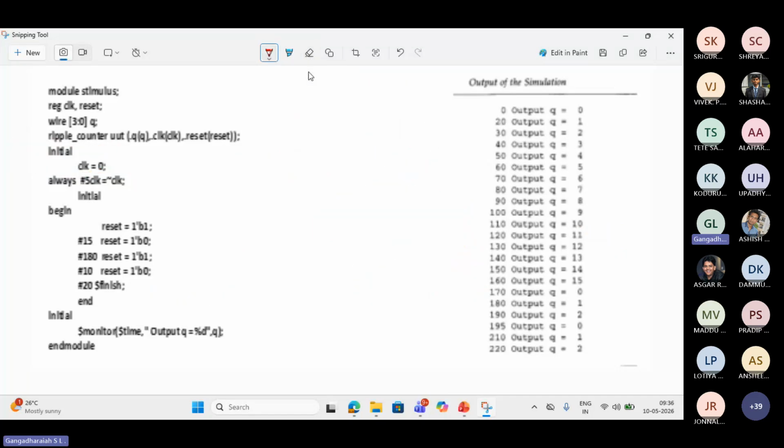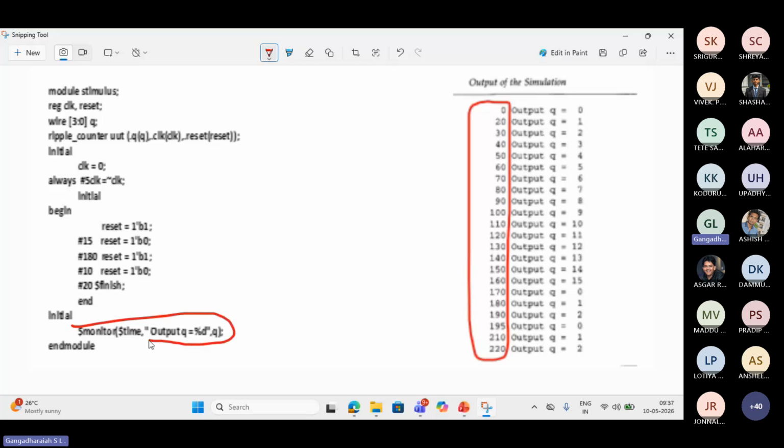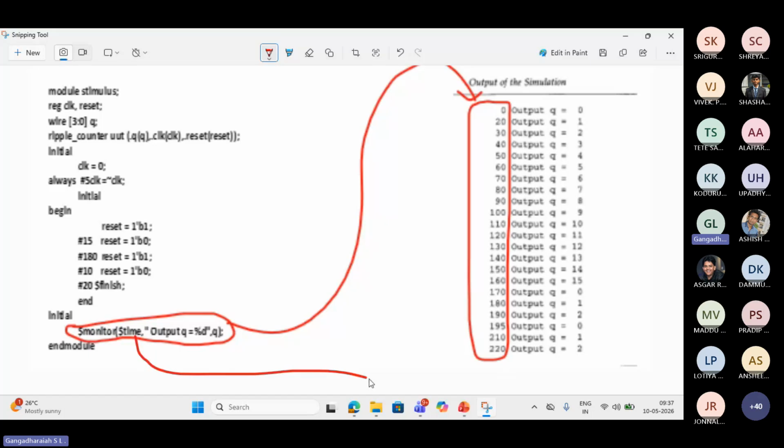Yes, sir. See, this one, good observation, good interaction. These things you please see. This is just because of this monitor. This monitor is like, I think you have seen printf in C. And more specifically, this $time gives you the timing information.